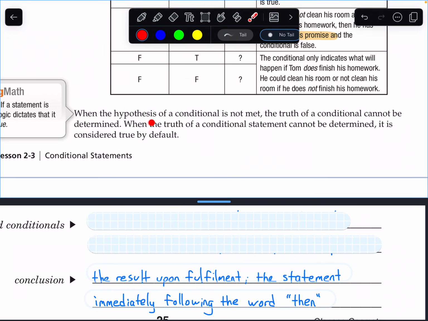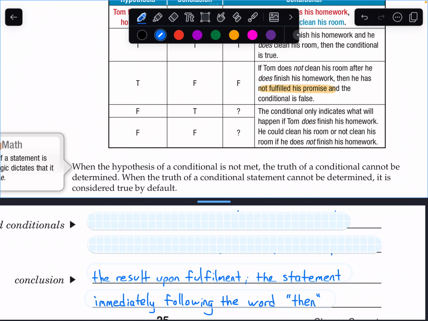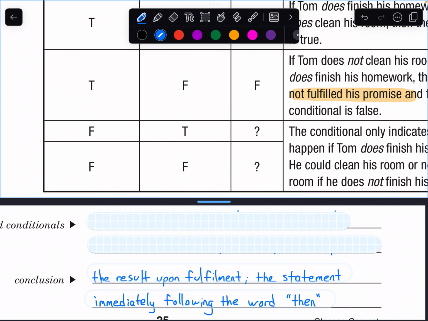When the hypothesis of a conditional is not met, the truth of a conditional cannot be determined. When the truth of a conditional statement cannot be determined, it is considered true by default. So let's go back and fill in our table. These are by default left as true.